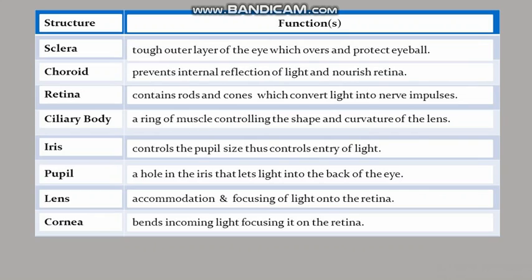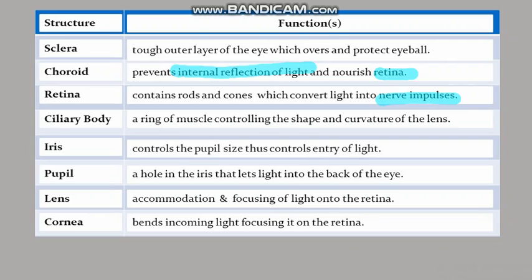Sclera, the tough outer layer of the eye which covers and protects the eyeball. Choroid prevents internal reflection of light and nourishes the retina. Retina contains rods and cones which convert light into nerve impulses. Ciliary body, a ring of muscle controlling the shape and curvature of the lens.